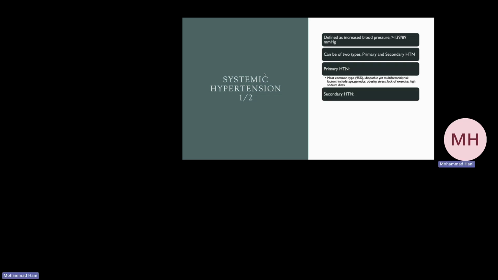It can be of two types, primary and secondary hypertension. Now, primary hypertension is the most common type of hypertension. It is 95% of cases. It's idiopathic, so basically it means the exact pathophysiological mechanisms of how it arises are not fully understood. But there are risk factors which have been identified, and there are multiple risk factors, which include age, genetics, obesity, stress, lack of exercise, and high sodium diets.